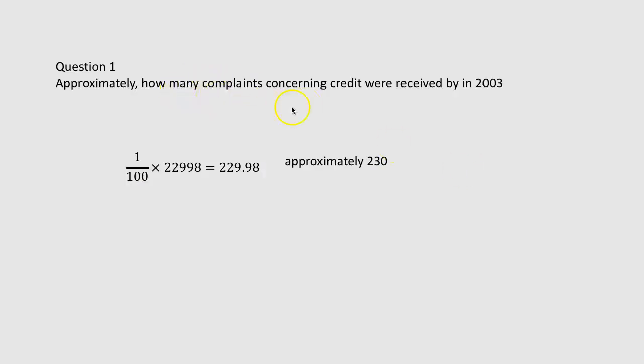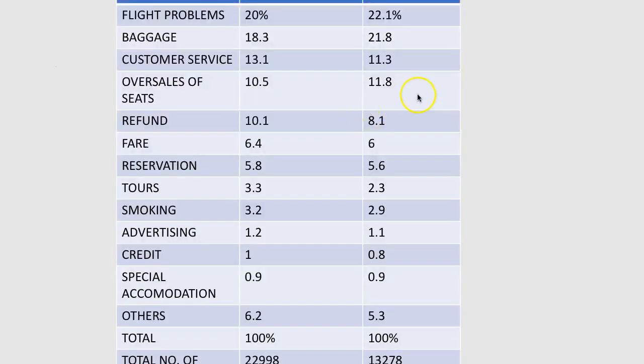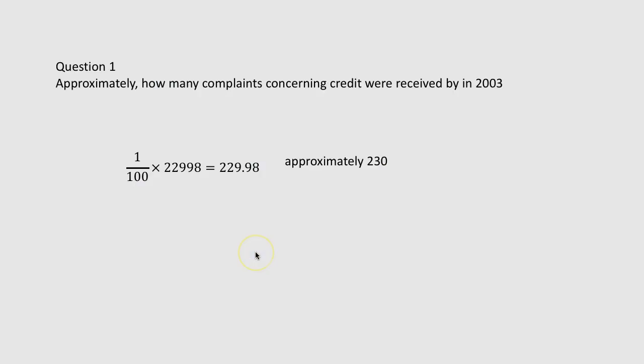So approximately how many complaints concerning credit were received in 2003? The first column stands for 2003, and for credit the complaints is 1%, so that is 1 by 100 of 22,998, which is 229.98, that is approximately 230.